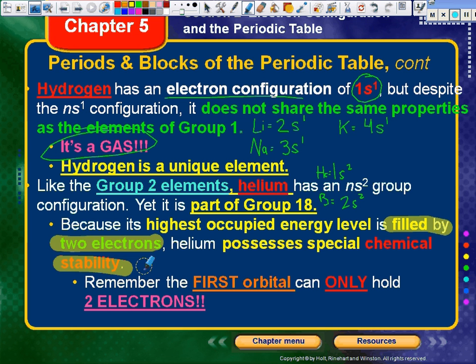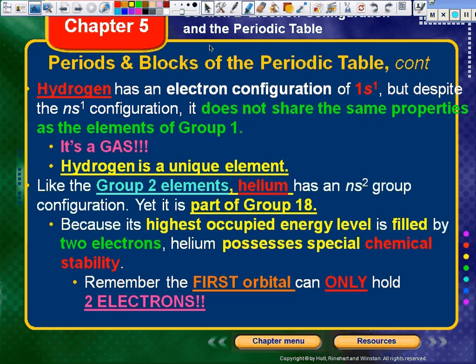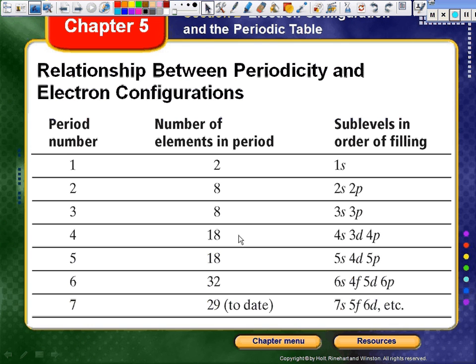Okay. Real quick, I just want to show you this. I have showed you this before. Period 7. Why does it say 29 to date? There's more that have been discovered since then. I don't know when this was made, and honestly, I don't know how many it is today. But again, that is whenever this was made. That's what they had on there. Okay.